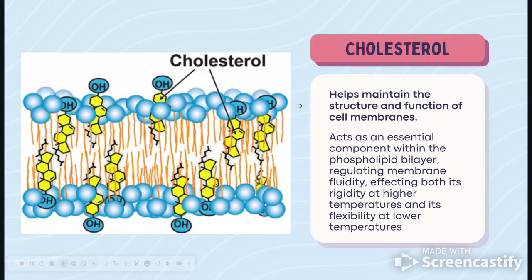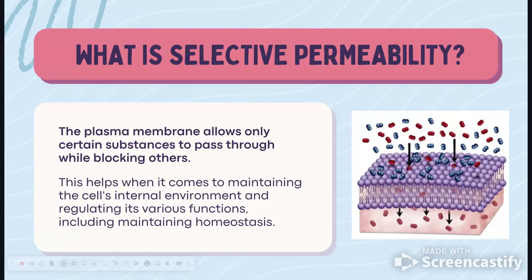And then we have cholesterol. As I mentioned earlier, cholesterol makes up the tail in the bilayer, and it just helps maintain the bilayer from crumbling or crushing, and it regulates flexibility, and it allows for higher efficiency in movement throughout the cell. Then we have the big thing that we wanted to talk about, which is selective permeability.